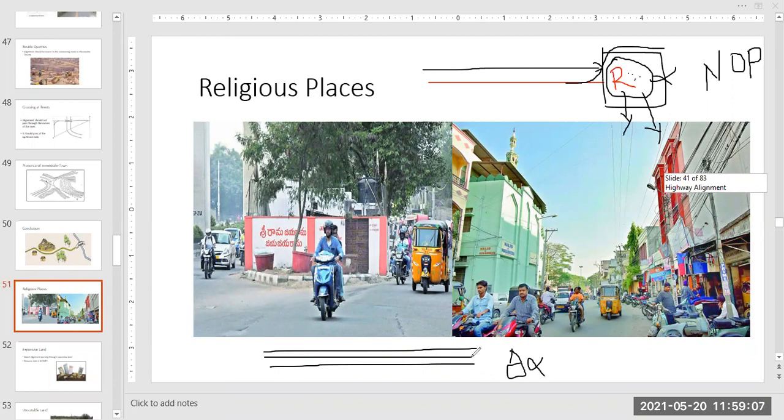So sometimes there are points where we need to take diversions. Likewise, we need to take the diversions. That is why we should not touch those points, because they are conflicting.